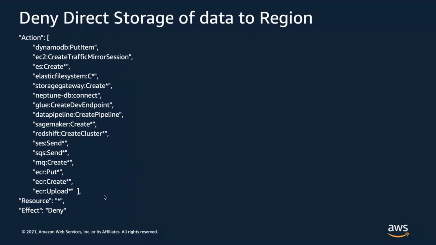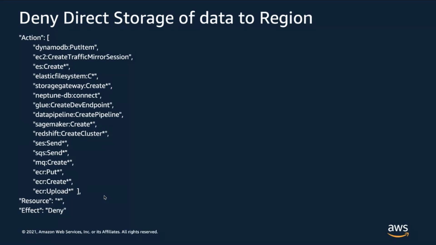There's also API calls that can put data directly without storing it on the Outpost, but in a data residency scenario, you may want to deny putting any data into the region. So here's a list of actions. For example, DynamoDB put item. DynamoDB is not available on Outpost, so that can only put data into the region. EC2 create traffic mirror session, that would copy all your network traffic to the region. ES create, that's Elasticsearch. Since Elasticsearch is not available on Outpost, you probably want to block that. Same with Elastic File System, Storage Gateway, the Neptune DB, Glue, Data Pipeline, and these others. Those are all in-region services, so you probably want to block those.